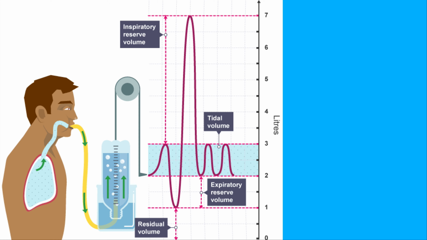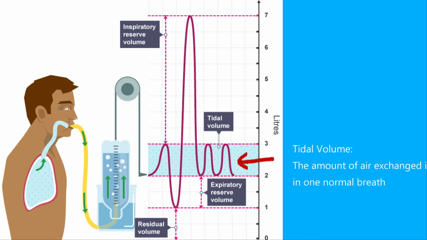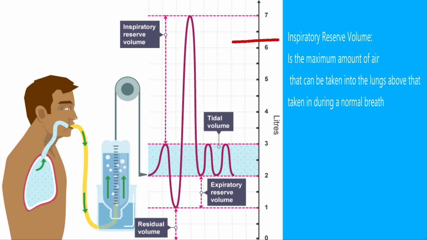breathes in, the line goes up. As he breathes out, the line goes down. So tidal volume is the amount of air which is exchanged in one normal breath. Basically thinking about our normal breathing. So you'll see here that the line goes up, it goes down, and the amount is relatively small here because somebody is breathing in their normal way. There's no forceful breath going on here.